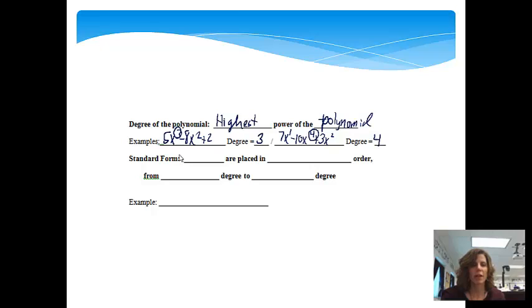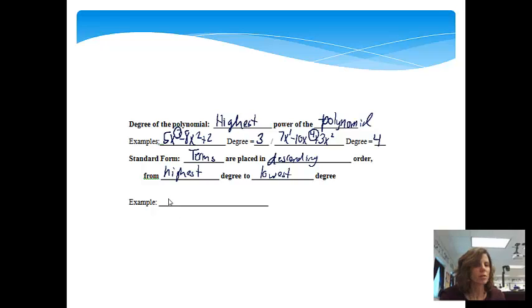Right, the next definition that I will be using is something that's called standard form. It's when terms are placed in descending order from highest degree to lowest degree. All right, and the reason that we would want to do this is because when we're comparing answers with each other, we can tell for sure that that's what's going on.